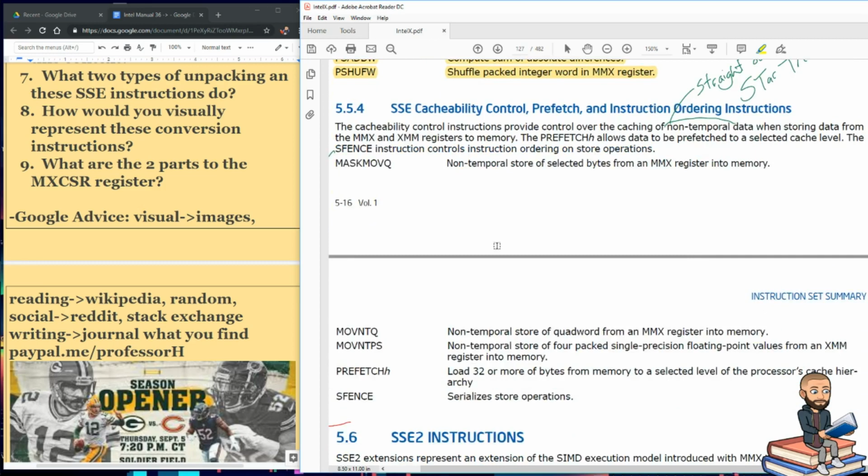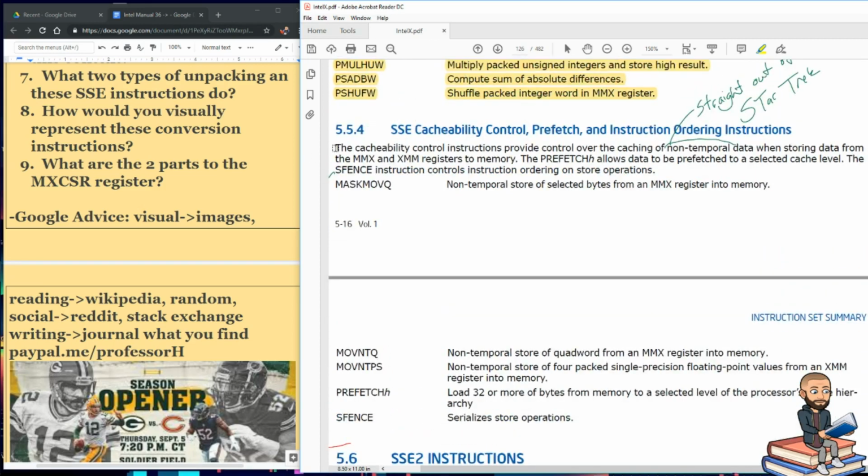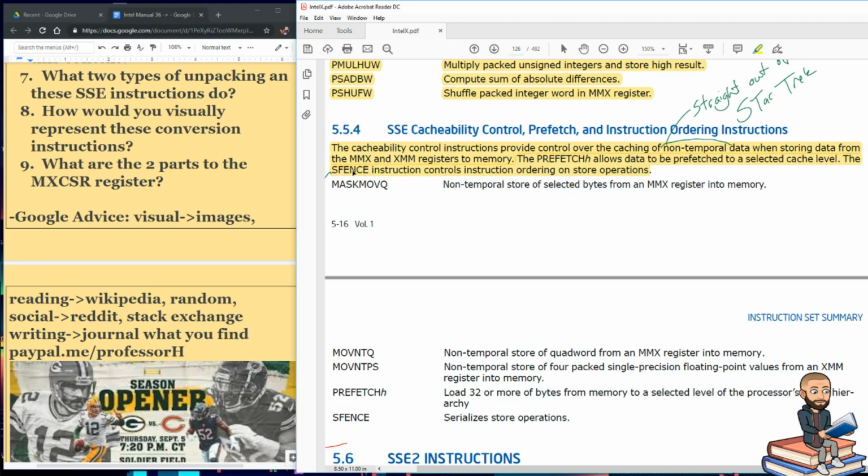But we are at the end of the video, so let me say this. The SSE cacheability control, prefetch and instruction ordering instructions provide control over the caching of non-temporal data when storing the data from the MMX register and XMM registers to memory. So the prefetch H allows data to be prefetched to a selected cache level, and the sfence instruction controls instruction ordering on store operations. So to store an operation, you will sfence it.